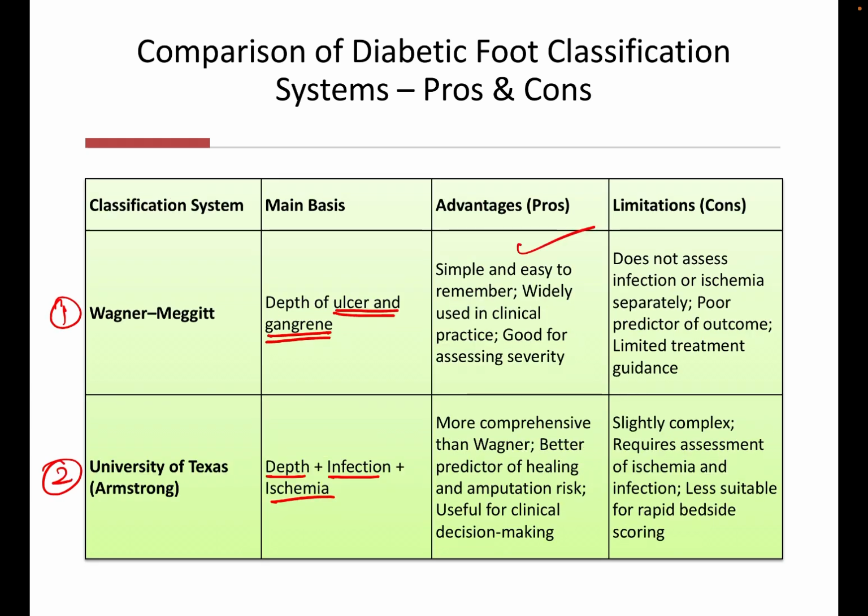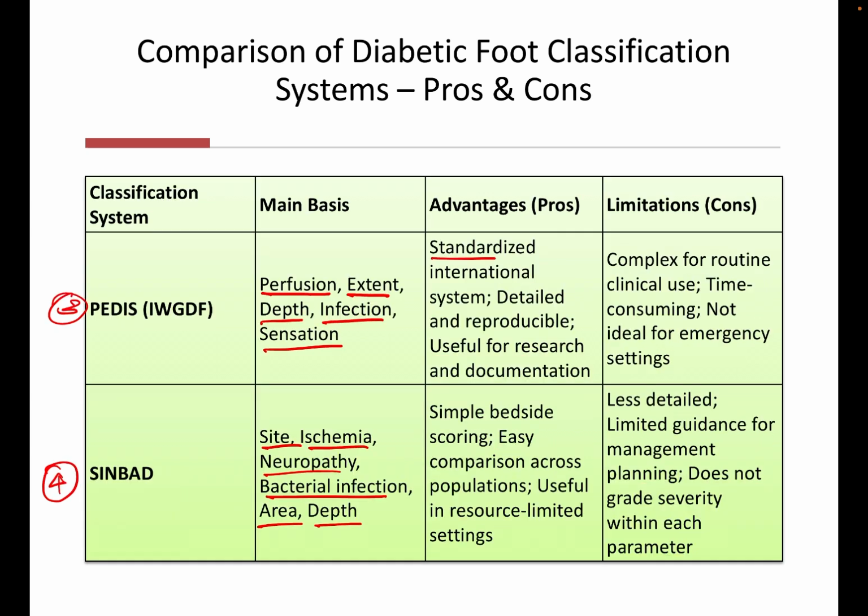Wagner is very simple and easy to remember, widely used in clinical practice, good for assessing severity, but it does not assess infection or ischemia, is a poor predictor of outcome, and is limited in treatment guidelines. Whereas Texas is slightly complex and requires assessment of ischemia and infection, but less suitable for rapid bedside scoring. And coming to PEDIS, it is a standard internationalized system, detailed and reproducible, useful for research as well as documentation purposes, but very complex for routine use, time consuming, and not ideal for emergency settings.